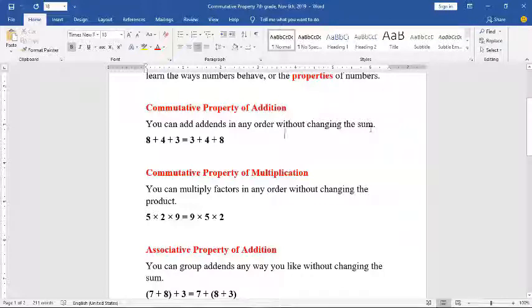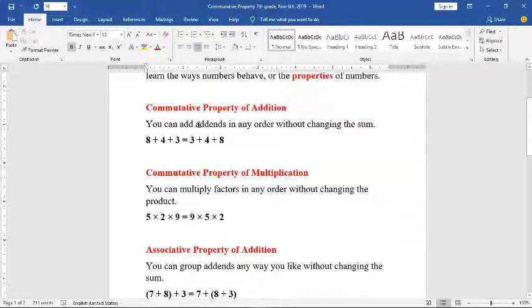What does that mean? I have this problem to solve: 8 plus 4 plus 3. What is that going to give? 8 plus 4 is 12. 12 plus 3 is 15, right? Equals 3 plus 4 plus 8. 3 plus 4 is 7. 7 plus 8 is 15 too. Changing the order.